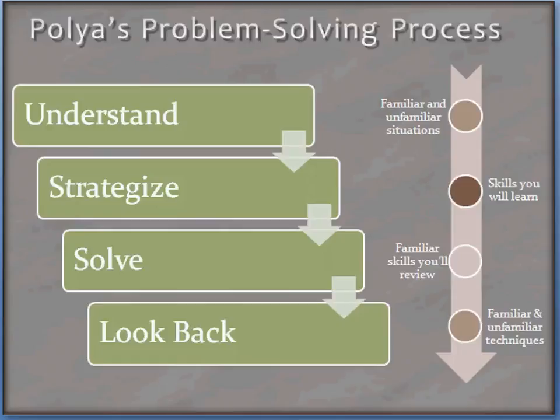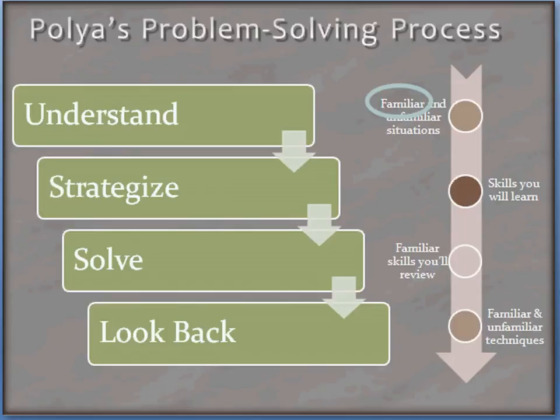Understanding and looking back are skills that you've also implemented historically, but we'll learn to be more systematic about this process and more comprehensive. Finally, strategizing will involve mostly skills that you'll learn. You may have implemented some of these without even knowing it, but you'll learn to formalize your thought process and strategy.